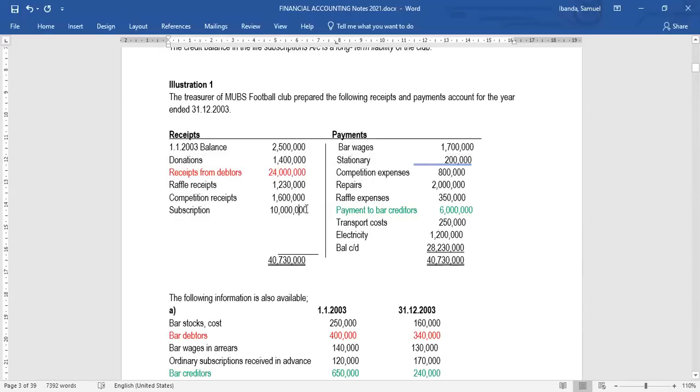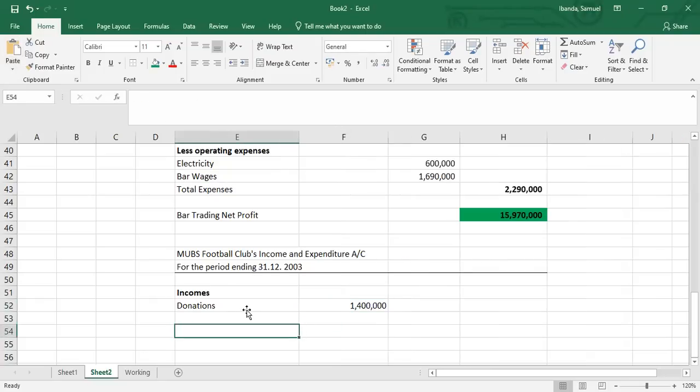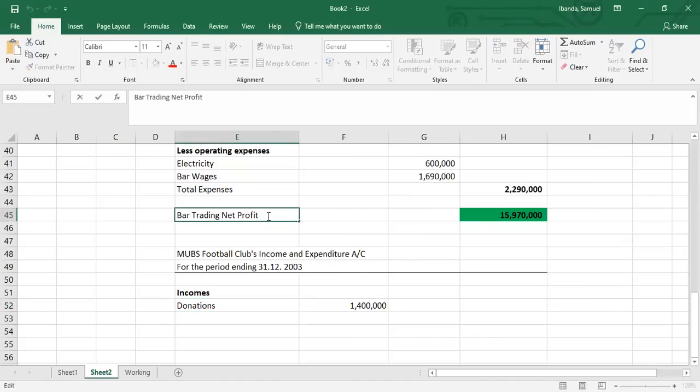And then of course I'll also have subscriptions. Let me first copy this, my incomes. Donations, I'm recording it the way it is because it doesn't have any additional information. Definitely, if it has any additional information, then you would go ahead and record it. After donations, allow me to record the bar net profit, because it's also another income.